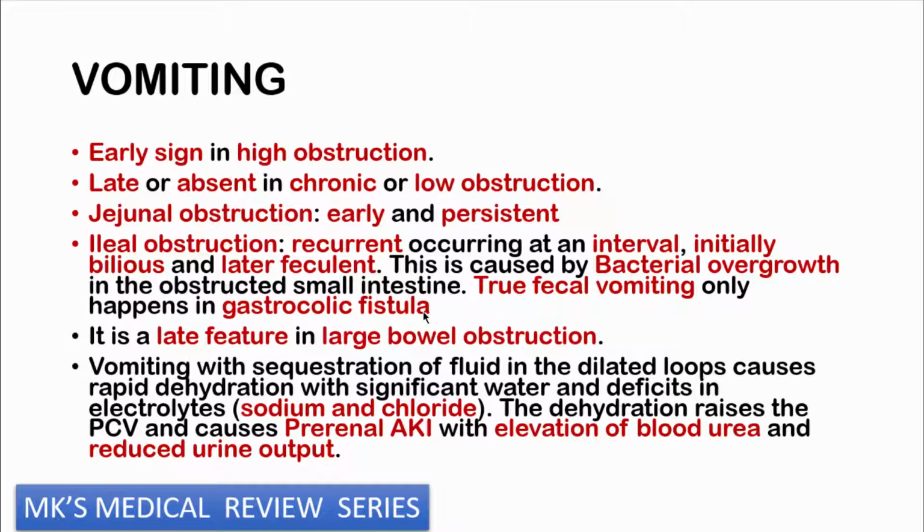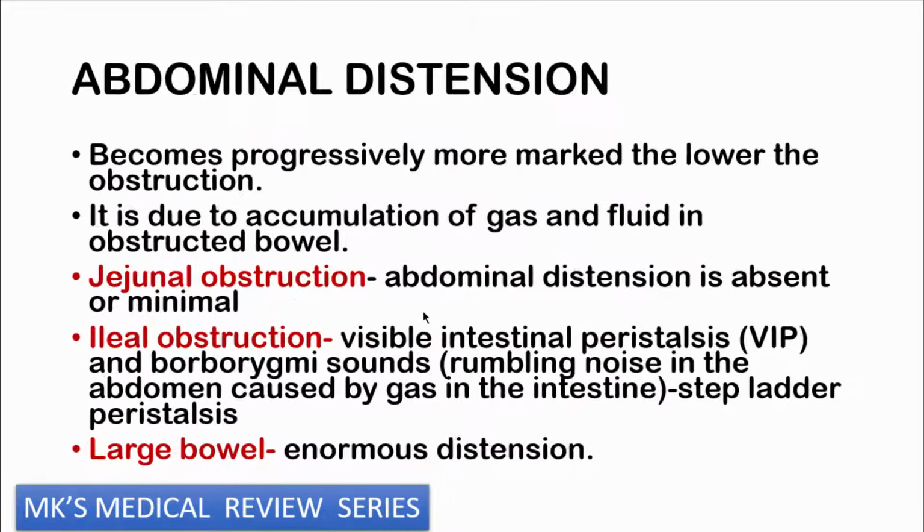The dehydration is going to cause a rise in the PCV or hematocrit. It's also going to cause pre-renal failure, or pre-renal acute kidney injury, because the kidneys are not going to receive enough blood supply. If the kidneys are not receiving enough blood supply due to the hypovolemia, they're not able to excrete urea, which will begin to rise in the blood. They're not even able to produce urine, which means your urine output is going to reduce.